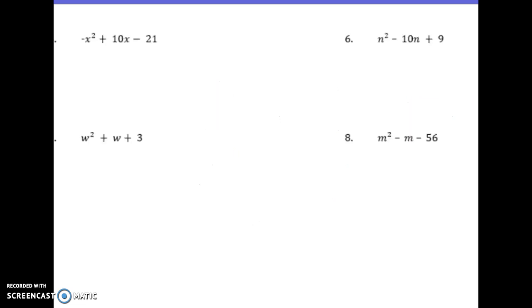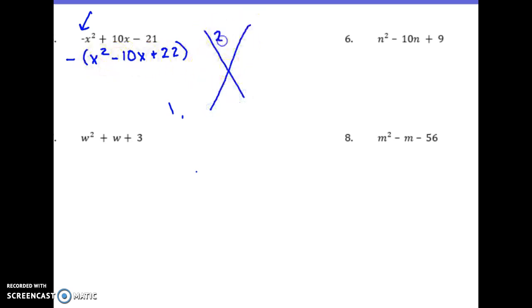Okay, I'm going to have you guys try a few of these, but before we do that, number 5 is a little different. So notice we start out and see that negative leading coefficient. The first thing you always want to do is factor out a leading negative. Okay, so that's going to change your A, your B, and your C. And you're going to use the A, B, and C from what's in the parentheses because that's what you're going to be factoring.